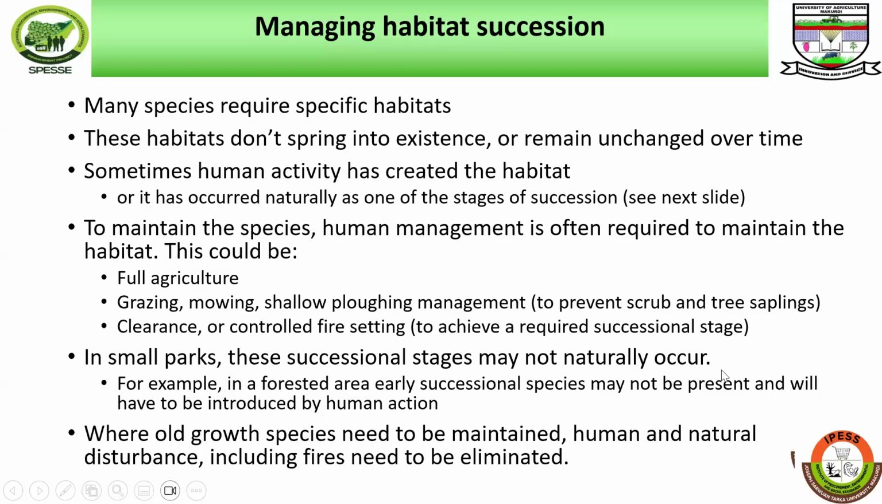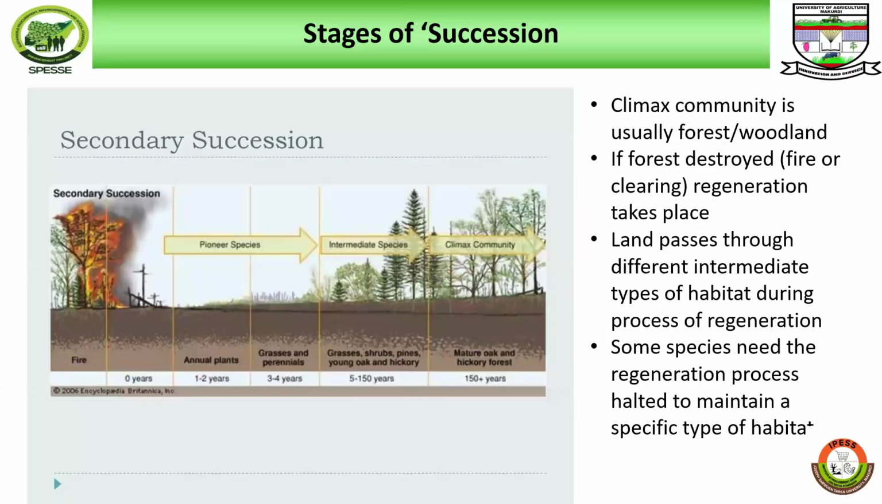Where old growth species need to be maintained, human and natural disturbance, including fires, need to be eliminated. So you have communities where some trees are well over 200 years old. For those kinds of communities, you would need to make sure we don't have any fire and all of that. And so this is the succession or stages of succession that you can typically find in a system.